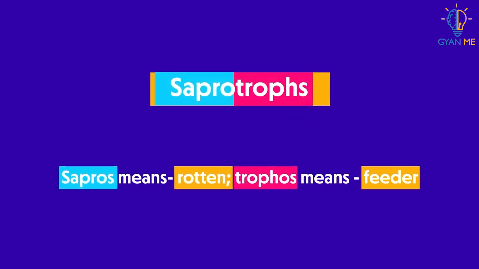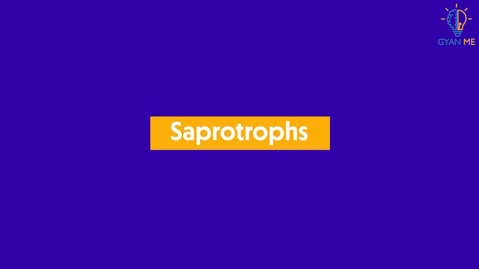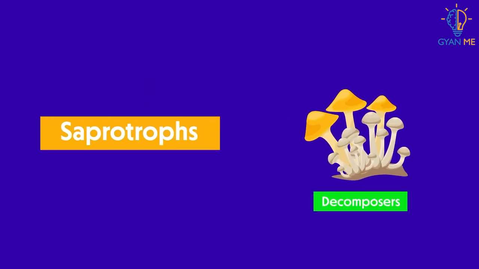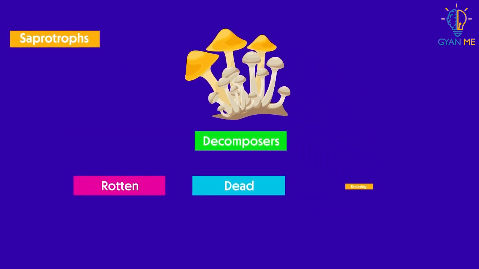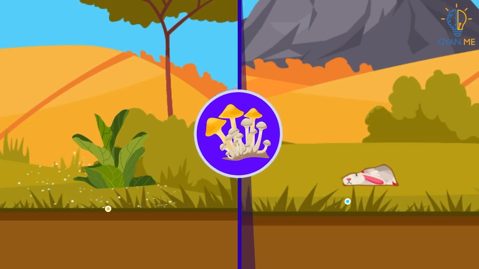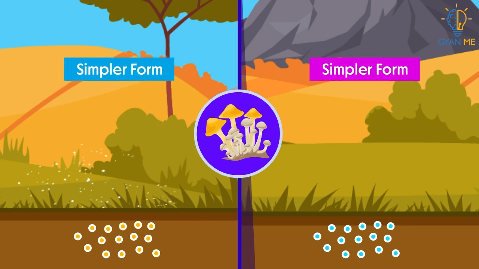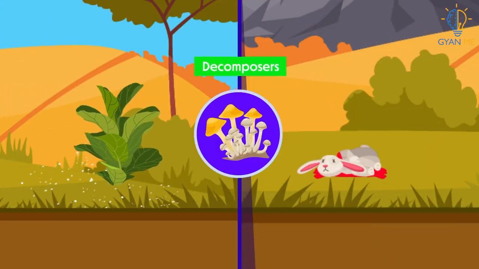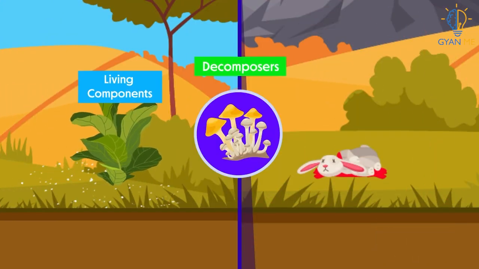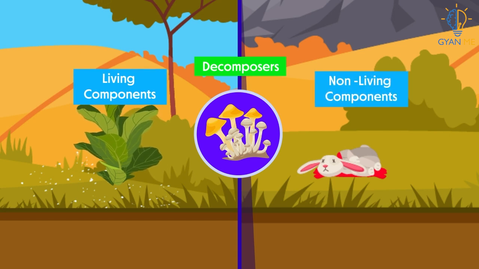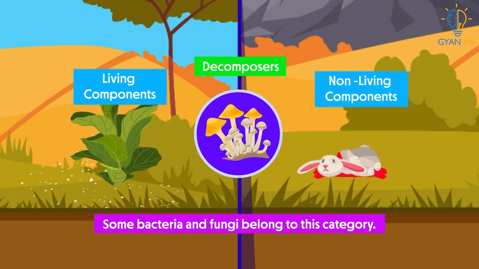Sapros means rotten and trophos means feeding. You already know, students, saprotrophs are also called as decomposers, which feed on rotten, dead, and decaying material for their food. They break down complex organic food of dead plants and animals into simpler forms and then return them back into environment. Decomposers form an important link between the living and non-living component of ecosystem. Some bacteria and fungi belong to this category.